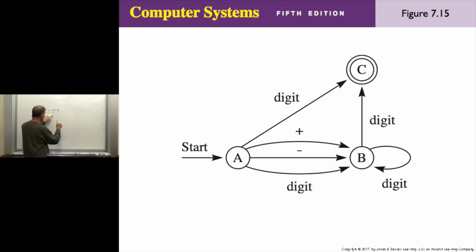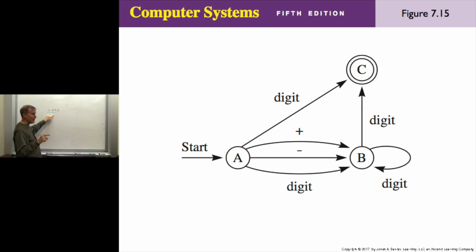If we go to C, then what happens when we scan this D? Oh, shoot, I don't have a transition from this state on a digit. So what do I conclude? Well, we can't conclude that it's not valid. We just have to back up and try another one.